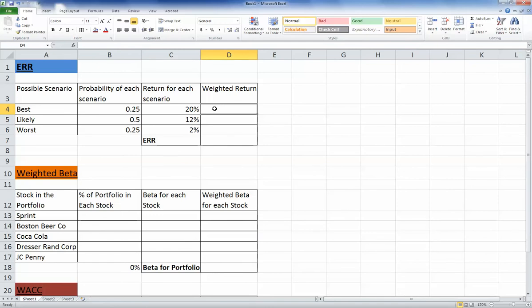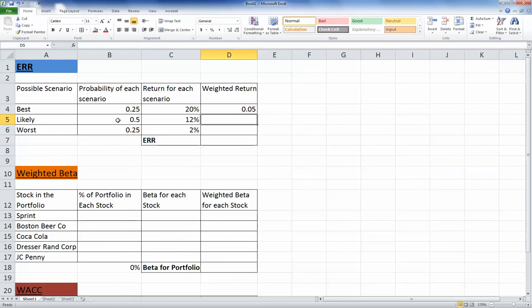So for the weighted return, the only thing we have to do is we just multiply the probability of each scenario by the return. So for the best scenario, it would be this 0.25 times 20%. And we get a weighted return for the best scenario of 5%. Okay.